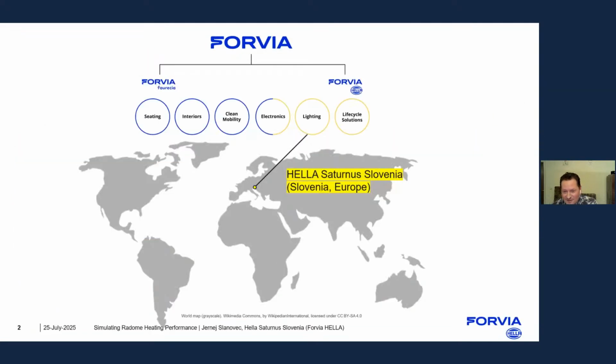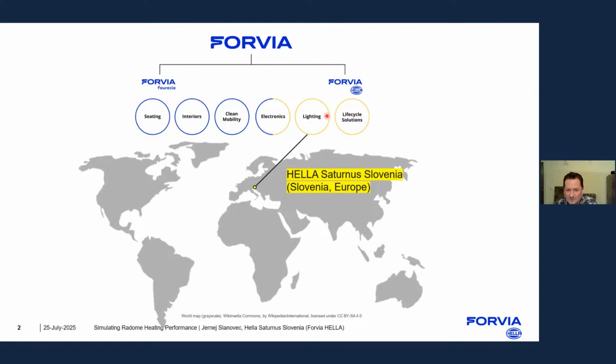Now, before I begin, I must introduce a bit my company and myself. I come from Hela Saturnus, Slovenia. We are located in Europe, and our company is basically a subsidiary of Hela Group, a global company. And Hela Group together with Faurecia forms a bigger entity, Forvia. So this is just for the context of why the logos on the slides are such as they are.